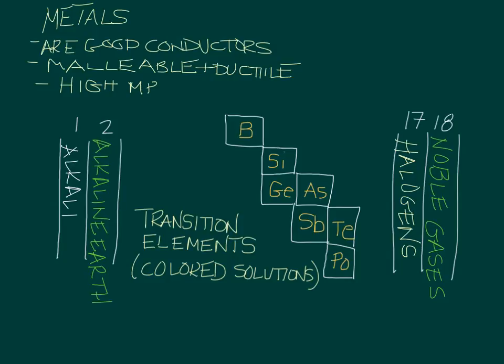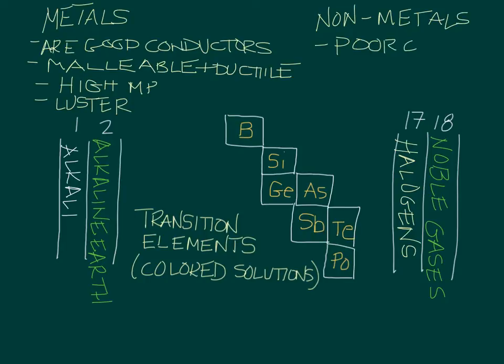They also have luster, which means that most of them are shiny. Okay, nonmetals then. They're going to be the opposite. I'm just going to write poor conductors here, but that's poor conductors of heat and electricity.